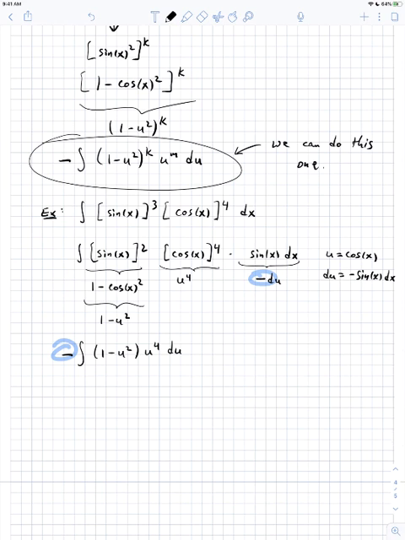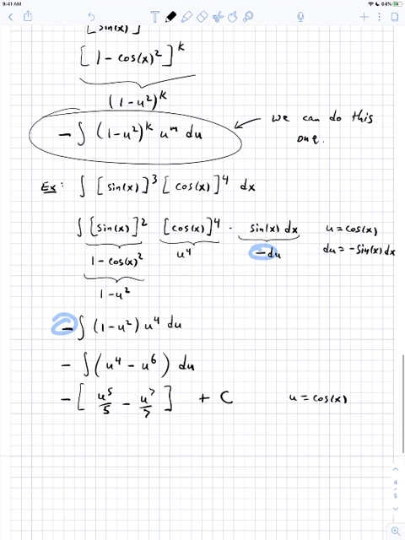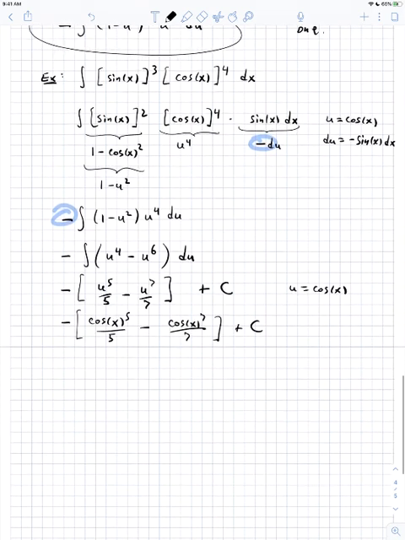Okay, so this we can actually just multiply through. So it's going to be u to the 4 minus u to the 6 du, equals, so now we integrate it, u to the 5 over 5 minus u to the 7 over 7, and then you just put a plus c at the end. Well, but don't forget u is equal to cosine of x. So we just plug that in. So we're going to have a minus, and this is going to be cosine x raised to the 5 over 5 minus, let's just write it as cosine x to the 7 over 7, like that, plus c.